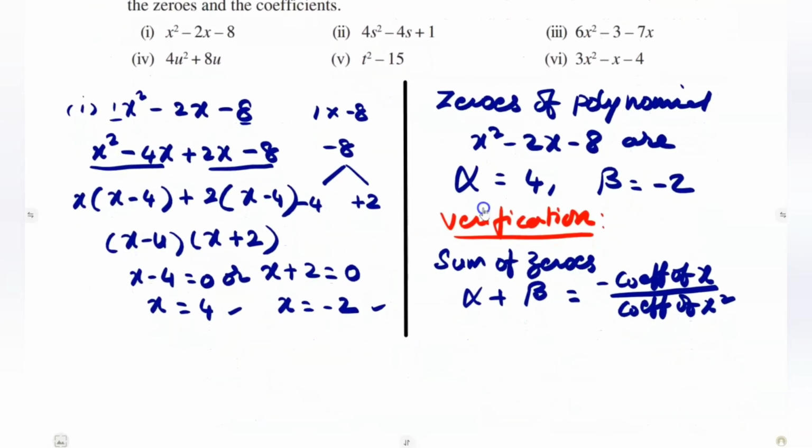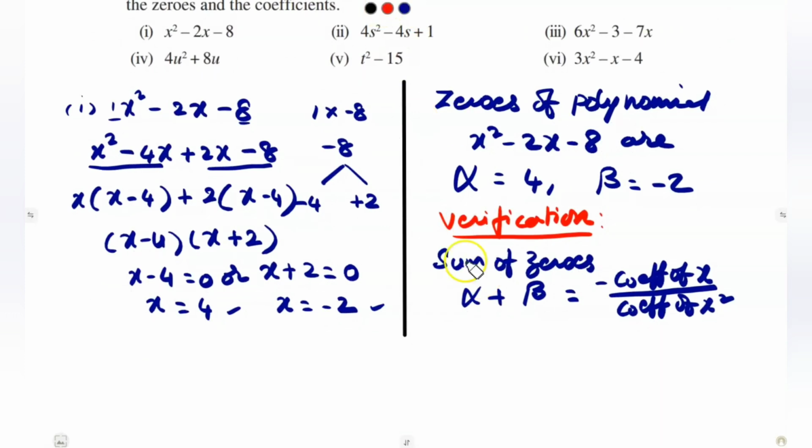So here we have alpha plus beta. Alpha is 4 plus beta is negative 2. On this side I'll substitute minus coefficient of x. The coefficient of x here is 1, so minus coefficient of x is minus 2. Sorry, so minus of minus 2 by coefficient of x square.